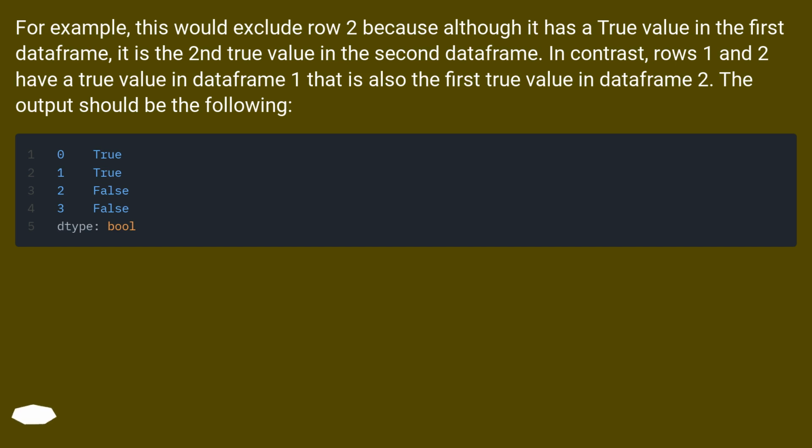In contrast, rows 1 and 2 have a true value in data frame 1 that is also the first true value in data frame 2. The output should be the following.